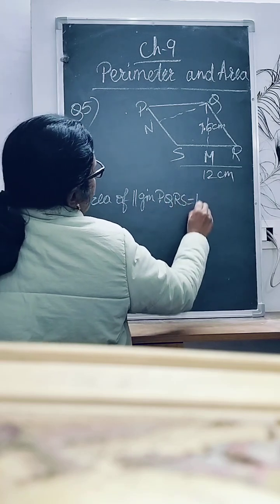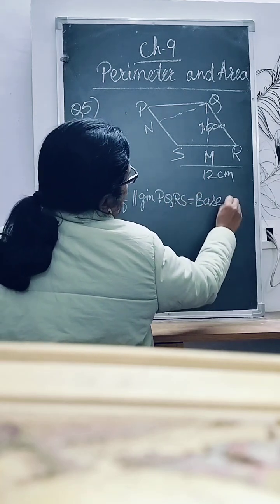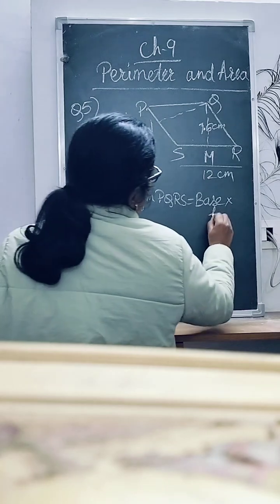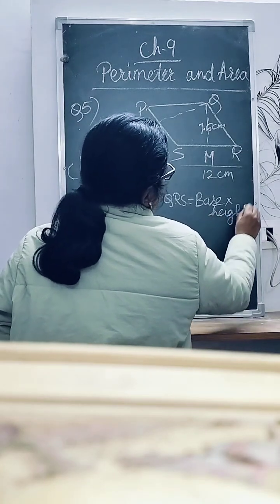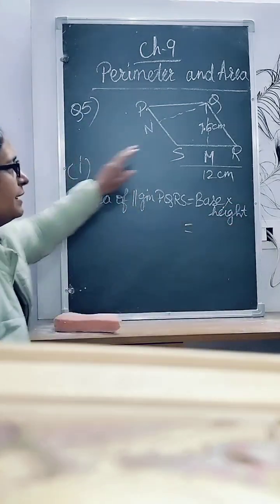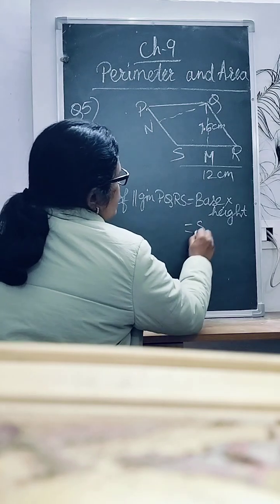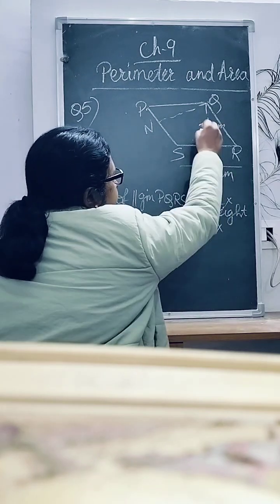PQRS. Formula as usual, you know, base into height. So simply, what is the base? If you see, SR is your base. What is the height given to you?